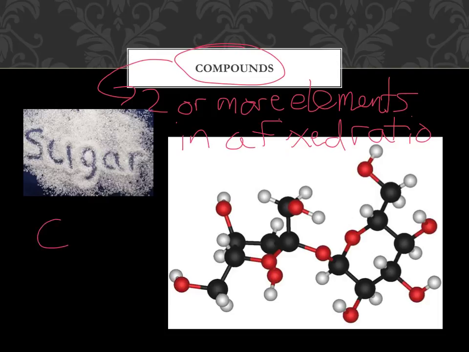Sugar is a compound, and it is C12, so there are 12 carbon atoms, H22, 22 hydrogen atoms, and O11, 11 oxygen atoms. If you change that in any way, it no longer becomes sugar. It becomes something else that has different physical and chemical properties.